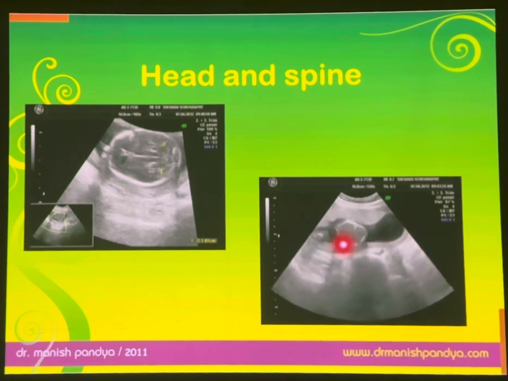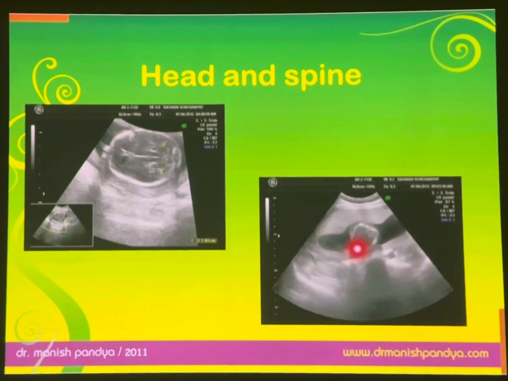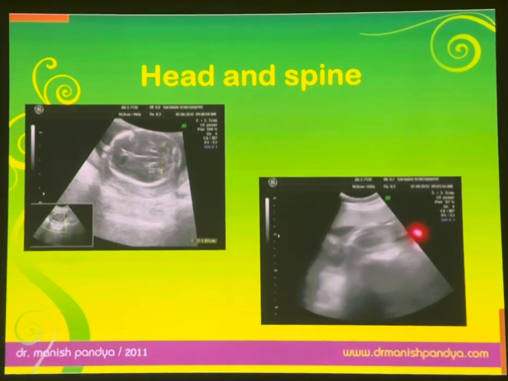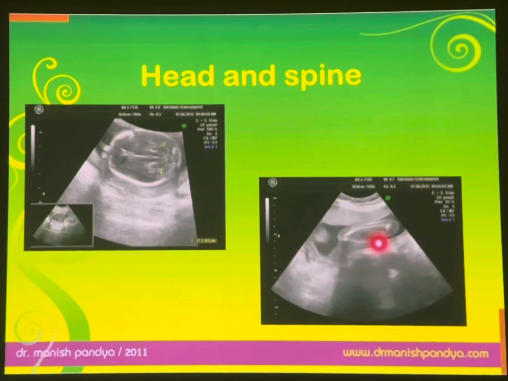Again see all these three things, three dots. You can see without zoom also. You can see three dots. Then move this baby. You can see the sagittal spine. You can see the coronal spine. Once your eye is acquainted with the ultrasound machine, you are able to see all these three things. So three planes in head: transventricular, transcerebellar, transthalamic. Three planes in spine: sagittal, coronal, and transverse.